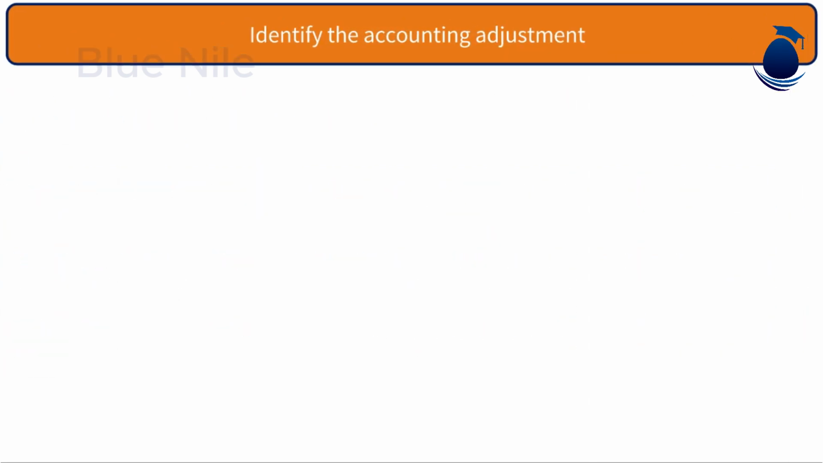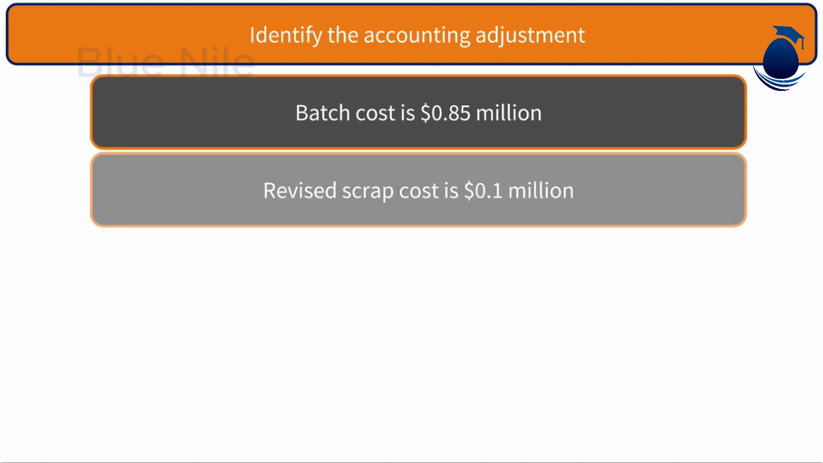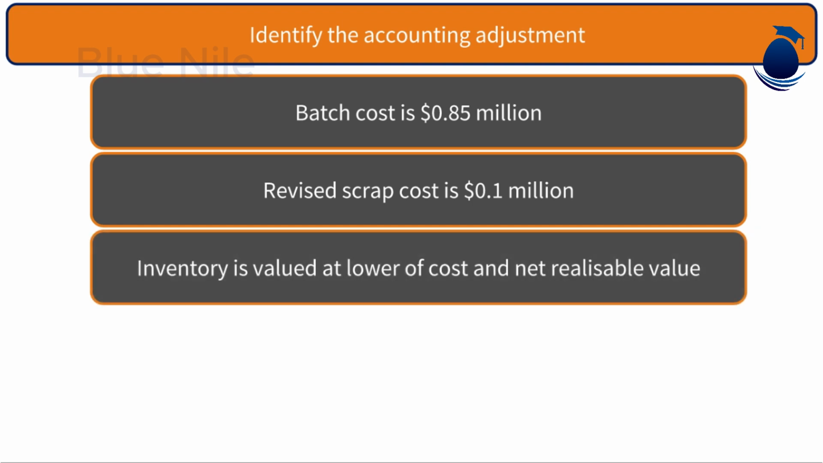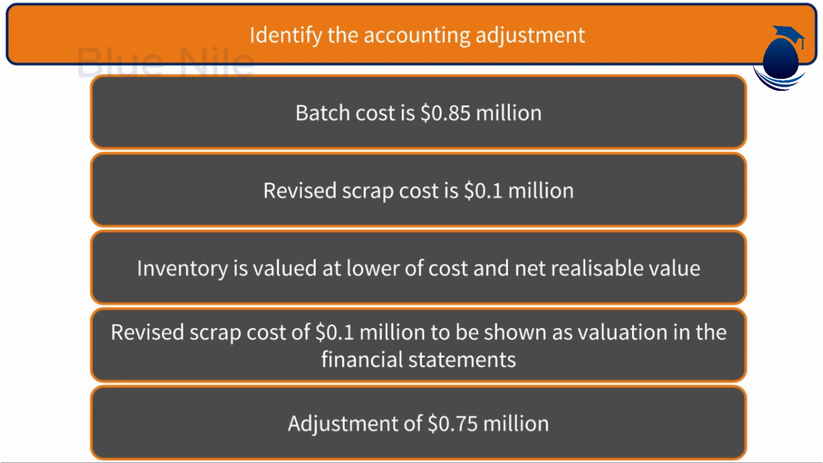The next issue is to identify the accounting adjustment. The batch cost was 0.85 million. The revised scrap cost of this batch has now been calculated at 0.1 million. Inventory should be valued at the lower of cost and net realizable value, and so we expect the revised scrap cost of 0.1 million to be shown as the valuation in the financial statements. An adjustment of 0.75 million to show the scrap value in the financial statements would be expected.